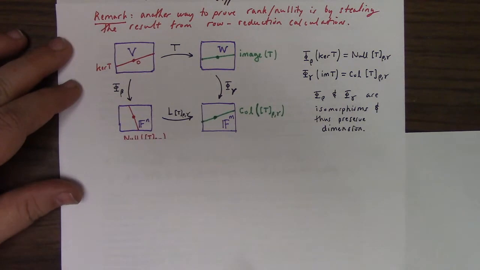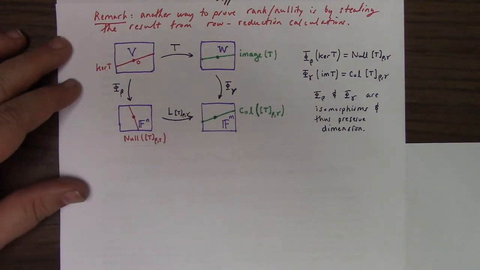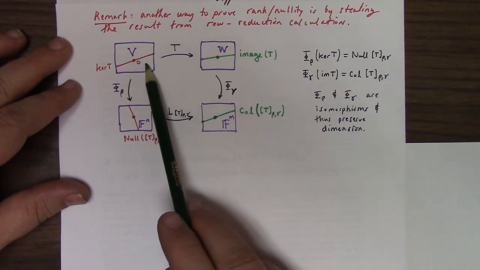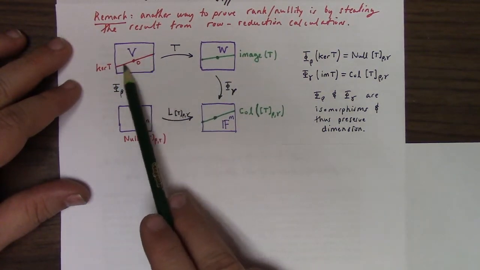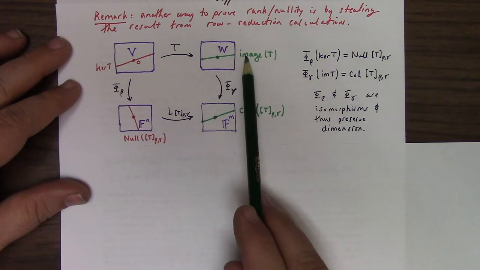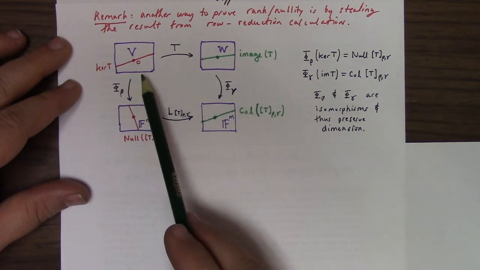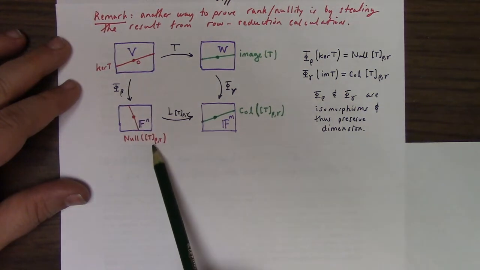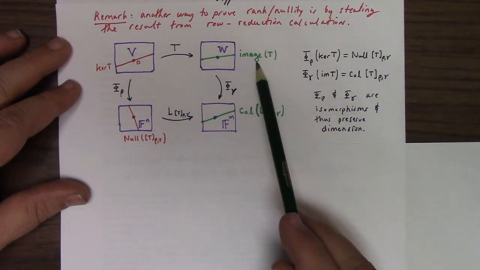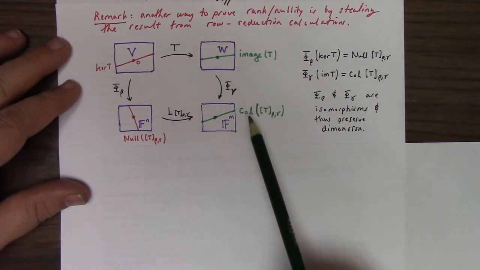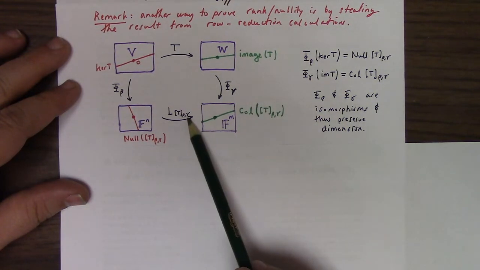We could steal this result from row reduction calculations if we were so inclined. Here's a picture to think about it. We have T goes from V to W. So the kernel of T is a subspace of V. The image of T is a subspace of W. I can look at the beta coordinate map, and that will map the kernel of T to the null space of the matrix. The gamma coordinate map in the codomain will map the image of T to the column space of the matrix T beta gamma.